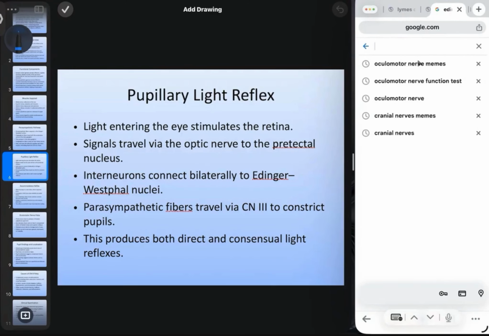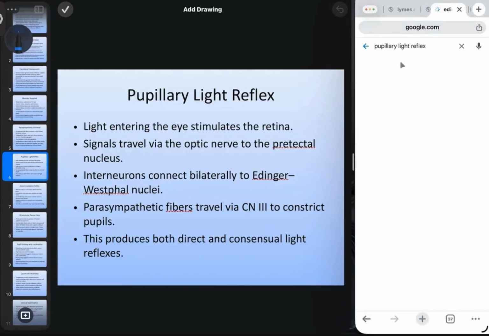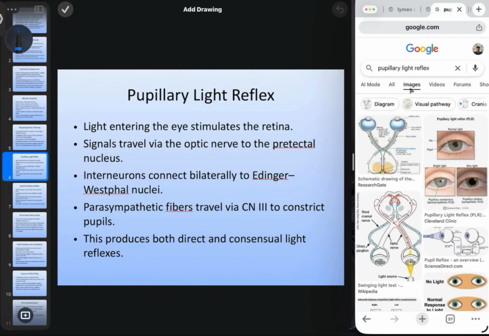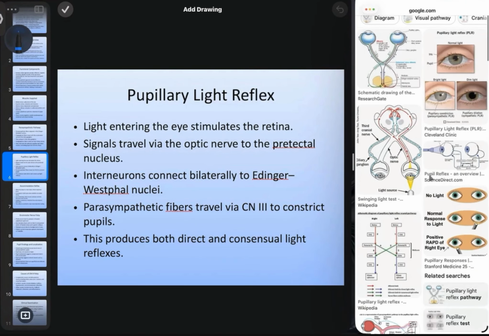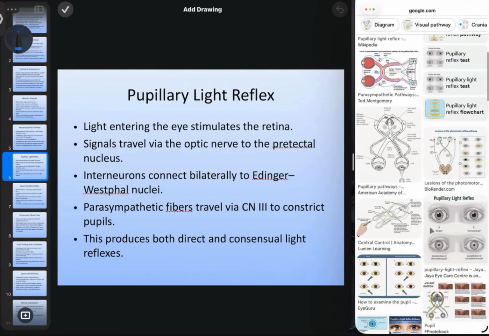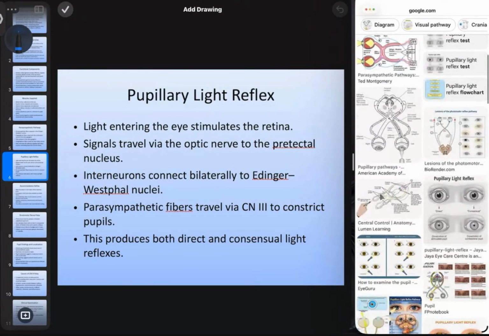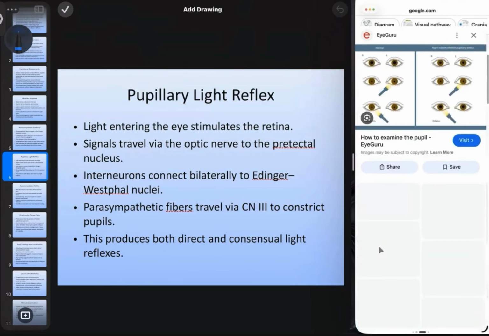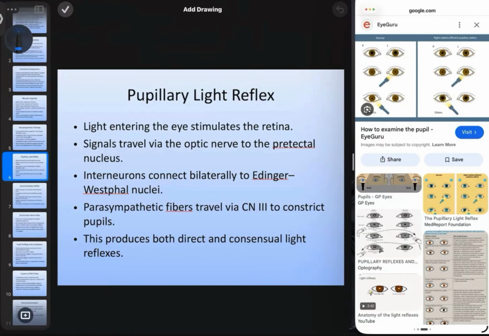Okay, we have the pupillary light reflex. Light entering the eye stimulates the retina. Signals travel via the optic nerve to the pretectal nucleus. Interneurons connect the bilateral Edinger-Westphal nuclei. Parasympathetic fibers travel via cranial nerve 3 to constrict the pupils. This process produces both direct and consensual light reflexes.